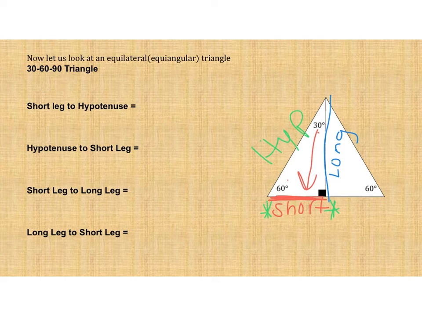So let's talk about it. I want to go short leg to hypotenuse. All right, so if my short leg is X, I want to find the hypotenuse. What am I going to do? I am going to take that short leg and multiply it by 2. Voila. So the hypotenuse is 2 times your X.